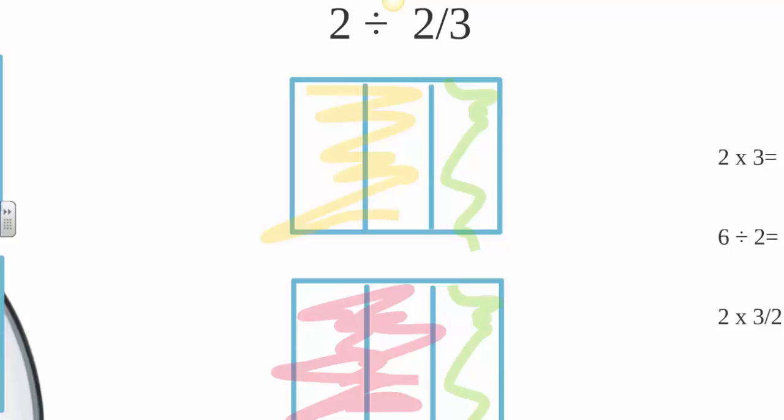Remember, our goal is to identify the number of 2/3 within 2 wholes. Therefore, we are separating the 6 pieces into groups of 2. Another way to look at it is 6 divided by 2. Both perspectives result in 3. So 2 divided by 2/3 is 3.